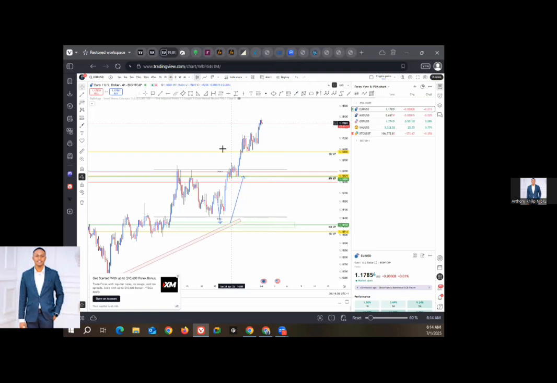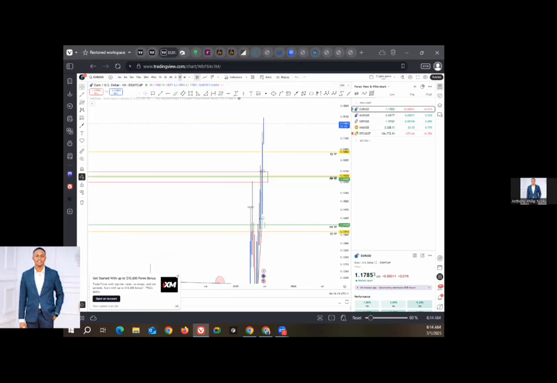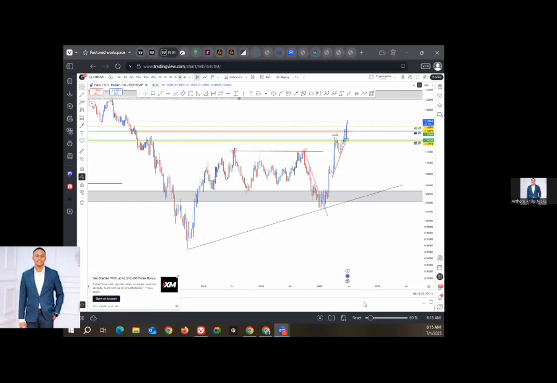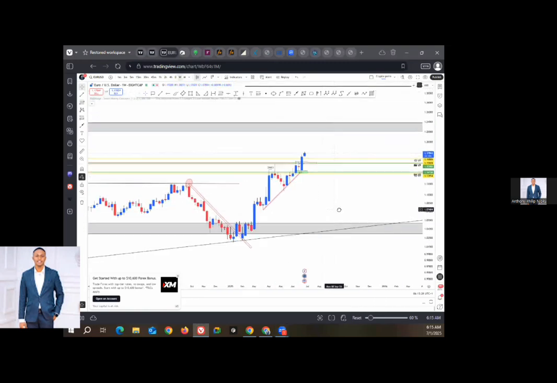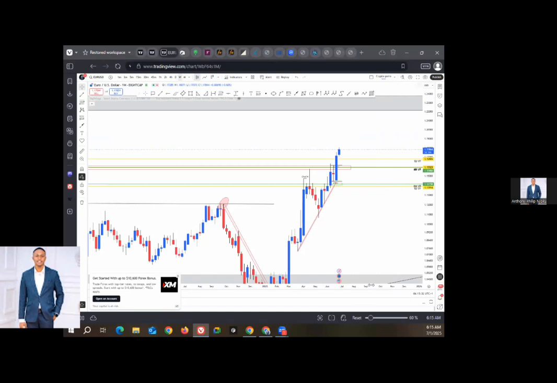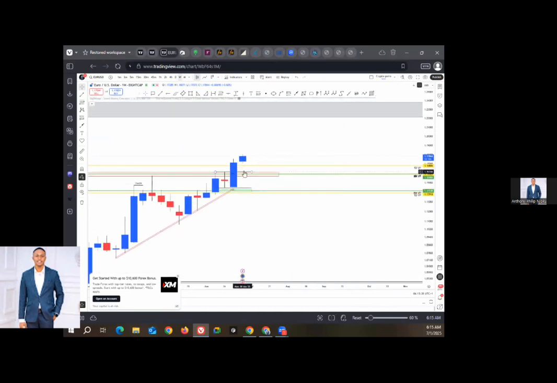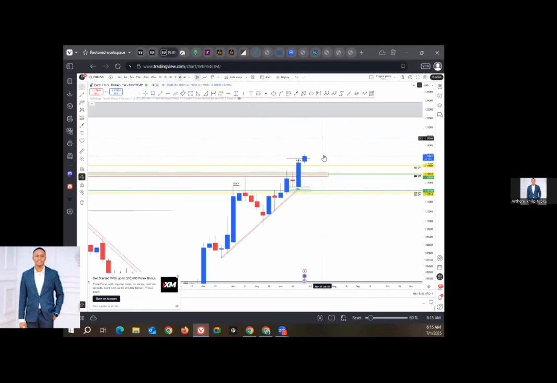So if we need to update this for this week, let's clear out this chart. Then we move over to the weekly time frame to update the previous week high and previous week low on Euro USD, over here, and this low. After that, we move to the daily time frame.